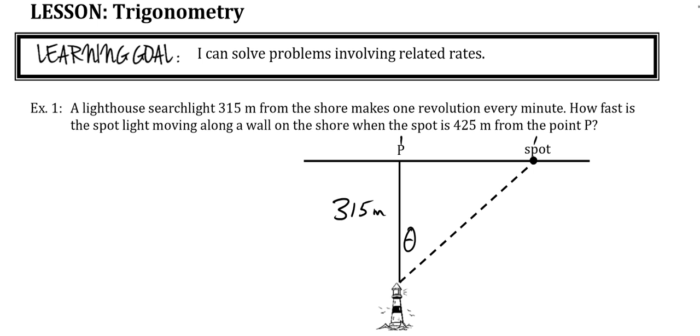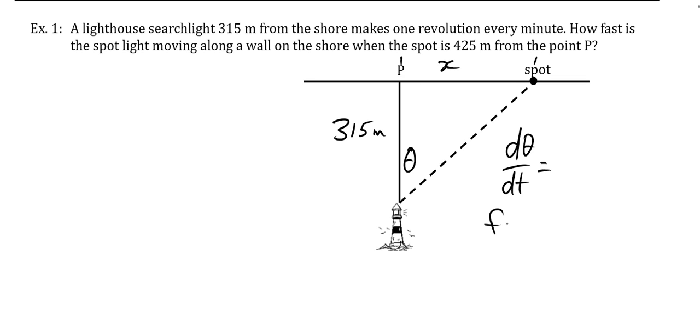This distance here is what's changing. So we're going to call that one X, like finding out where your X is going to be a part of it, right? So what else does it give us here? It gives us the speed, or the rate at which theta is changing. One revolution every minute. And it gives us X, and we have to find dx by dt when X equals 425. I think we've got that kind of set up, except for the d theta by dt.